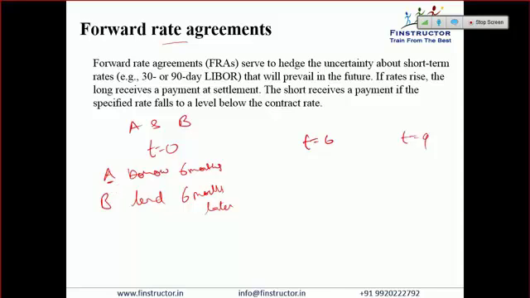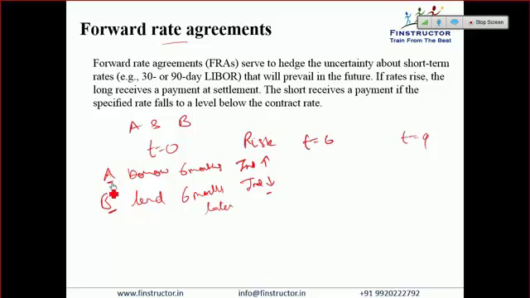What is the risk of individual or counterparty A? The risk is that interest rates may go up. If they go up, then A will have to pay more interest. What is the risk for counterparty B? That 6 months later, interest rates may go down. Because if interest rates go down, then when B lends his money, he will get a lower interest. Both of them are okay with the current interest rates.